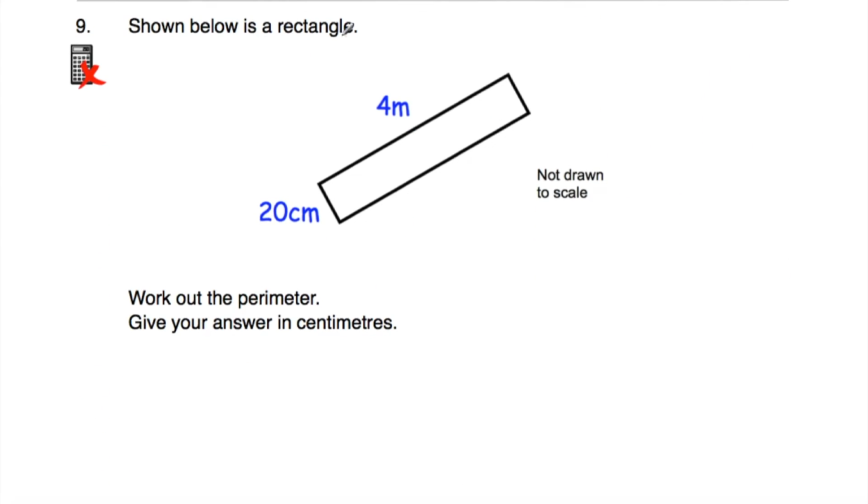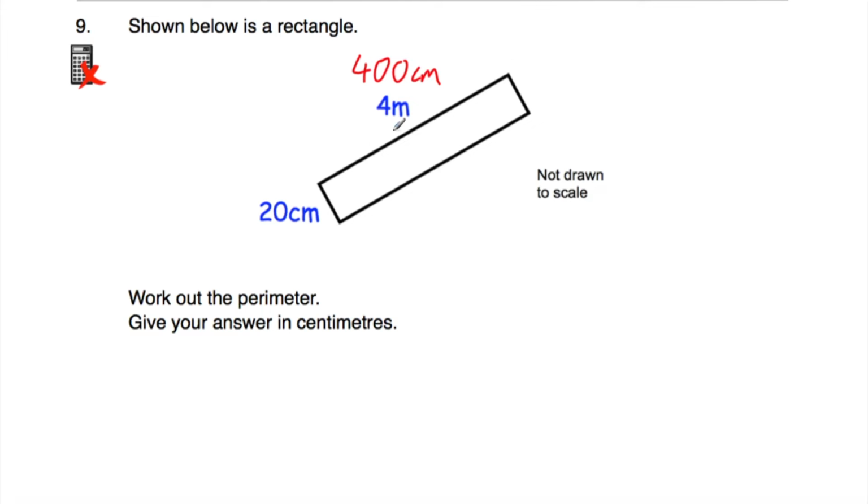So question number 9, we've been given this rectangle and we've been asked to work out the perimeter of this rectangle. Now we need to be careful here because the length of the rectangle is 4 meters or 400 centimeters. Remember, there's 100 centimeters in a meter. So if there's 100 centimeters in 1 meter, there's going to be 400 centimeters in 4 meters. And the width of the rectangle is 20 centimeters. And we've been asked to find the perimeter in centimeters.